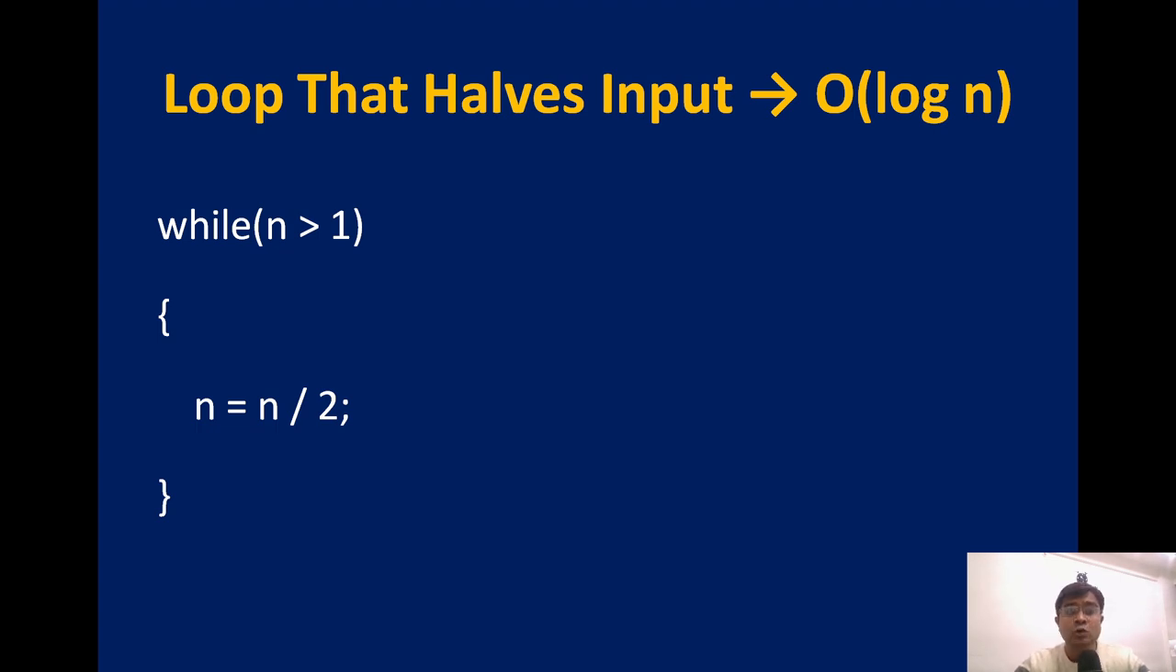Now the next is a loop that halves the input. For that, the big O notation is O of log n. If you have a while loop, where if n is greater than 1, then you have n equal to n by 2. So every time you are dividing the value by 2. For this kind of loop, the complexity, big O notation, is O of log n.